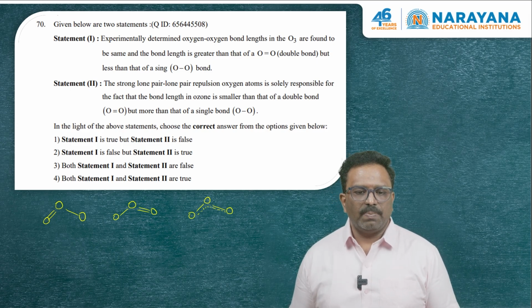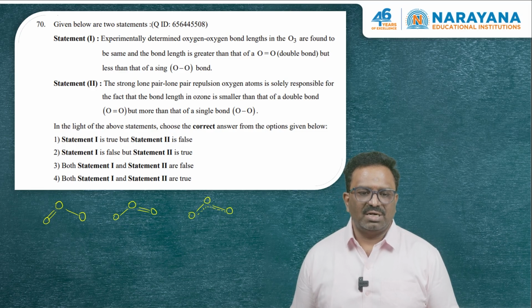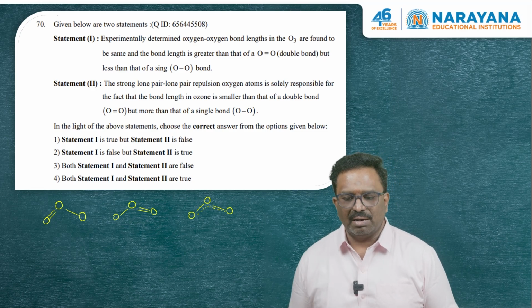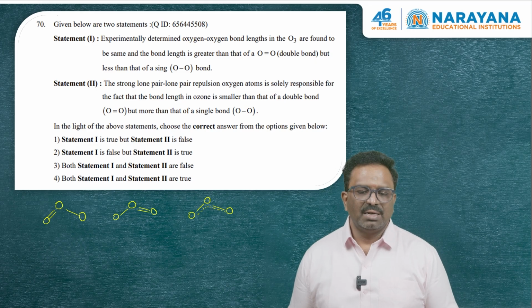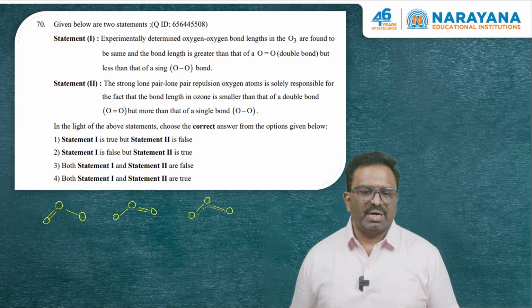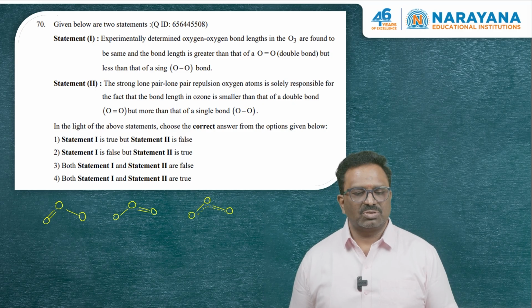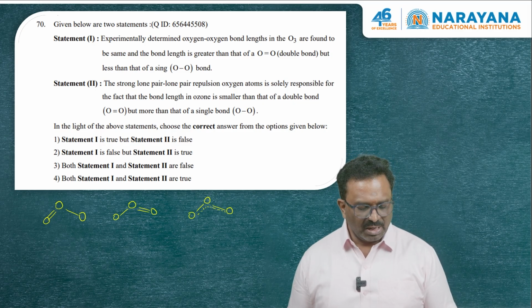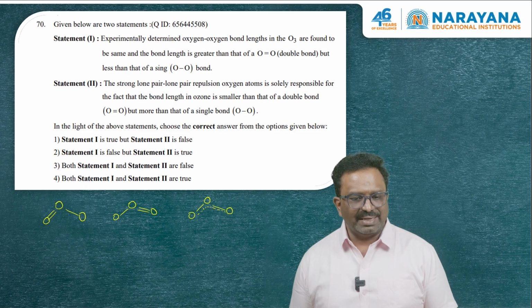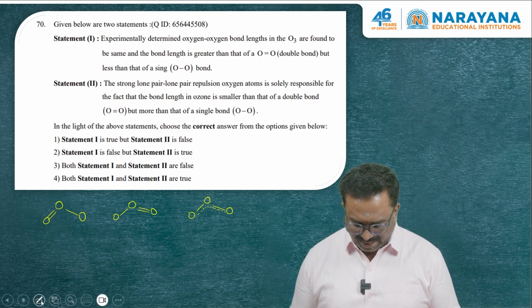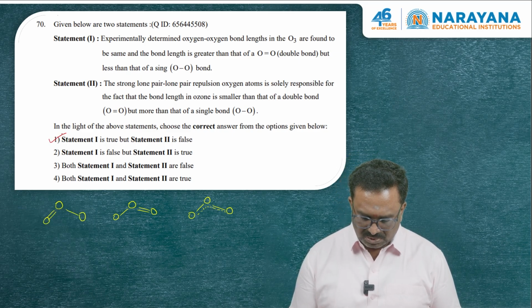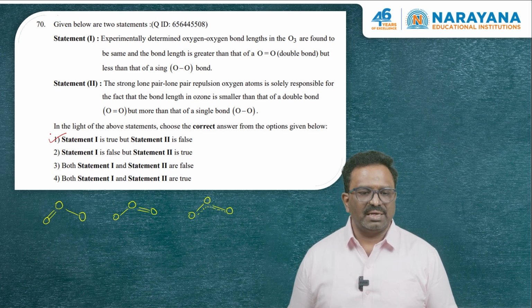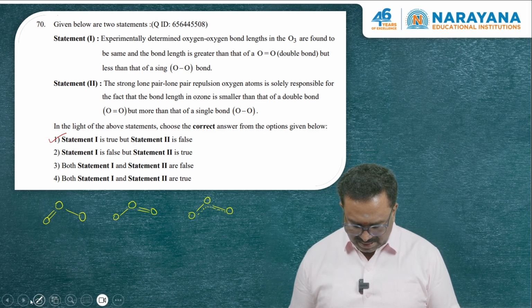The strong lone pair repulsion between oxygen atoms is solely responsible for the fact that bond length in ozone is smaller than that of the double bond but more than that of single bond. It is not smaller than the double bond; it is more than the double bond length but less than that of the single bond. So statement 2 is a false statement. So statement 1 is true, statement 2 is false, so the more correct answer is 1. Let me see the next one.